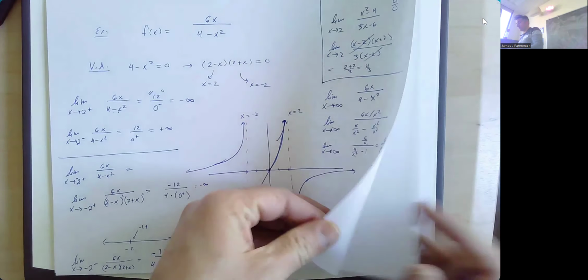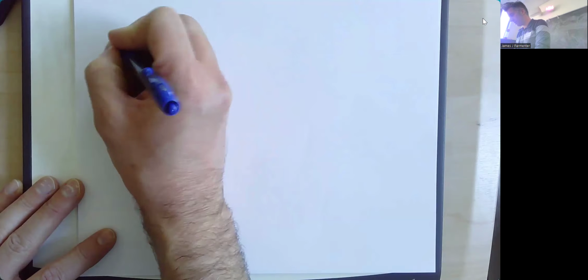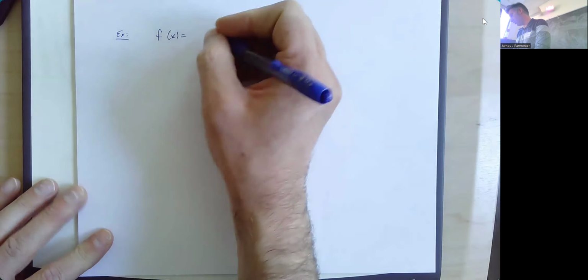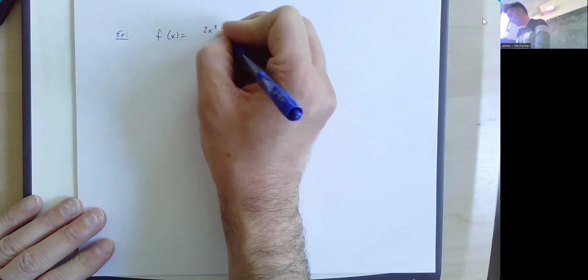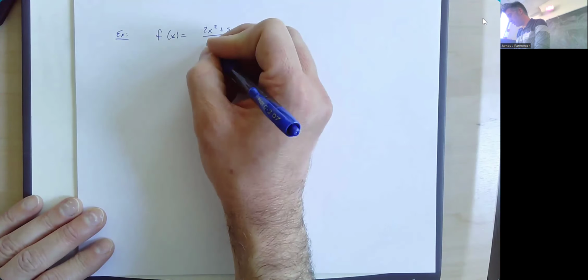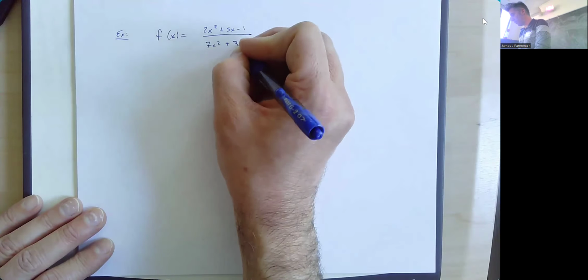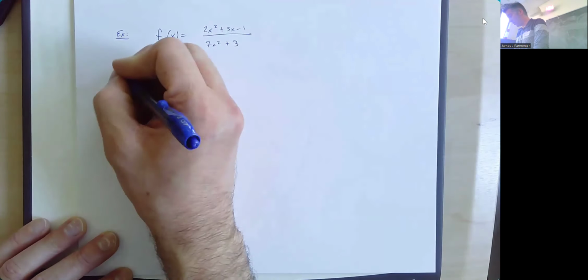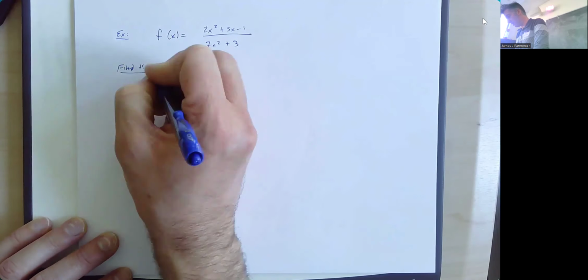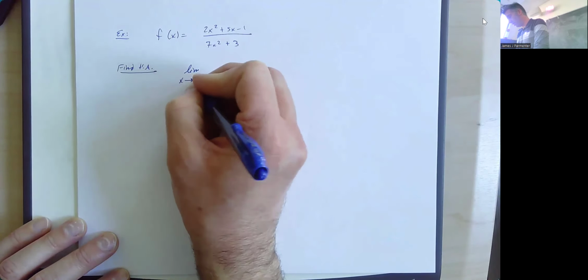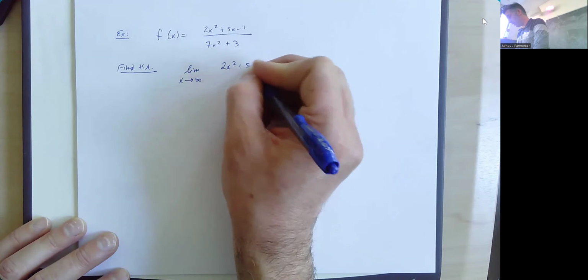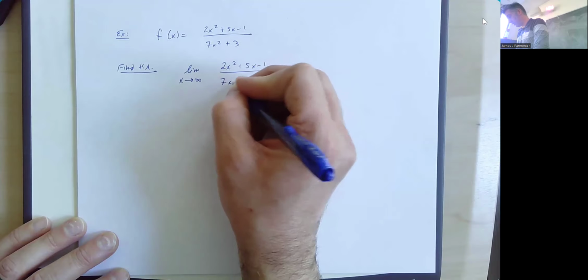The general idea is that for a rational function, to find the horizontal asymptote, you simply divide everything by the highest power in the denominator. So for example, if my function were f of x equal to 2x squared plus 5x minus 1 over 7x squared plus 3. If someone says find the horizontal asymptote, what they really mean is take the limit as x goes to infinity and negative infinity. We just think about them separately.